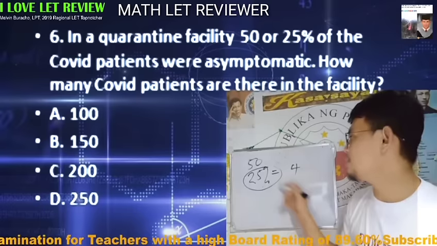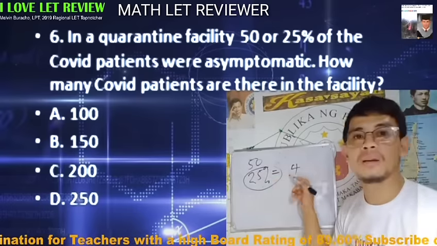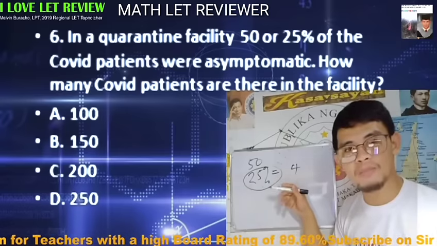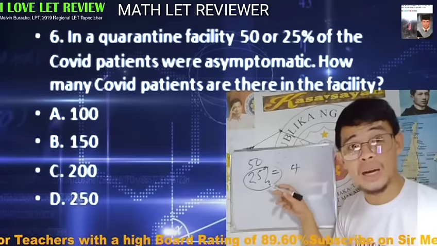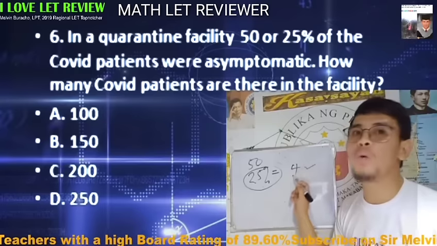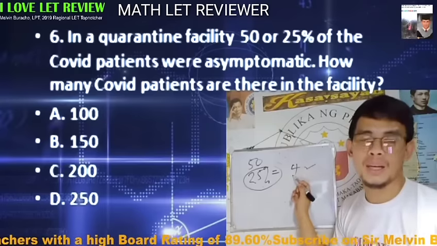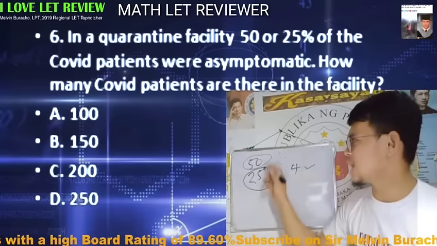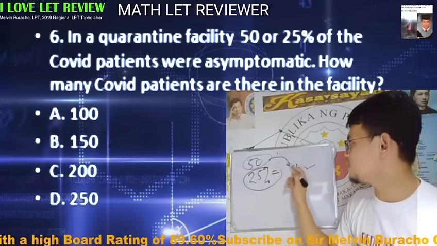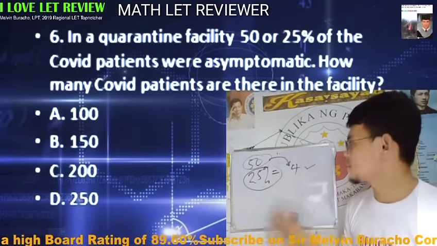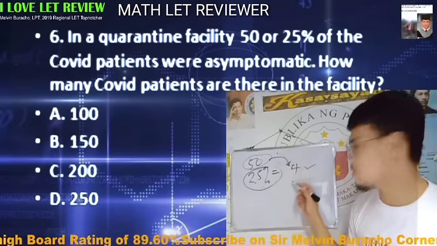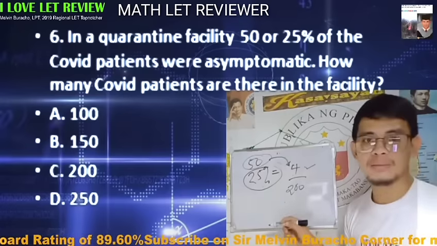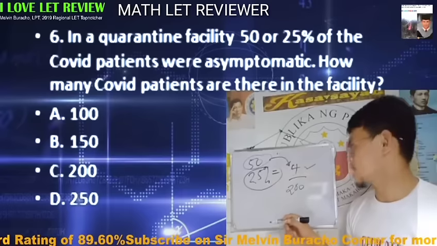Hindi! How many 25 are there in 100? 4. 25 plus 25, 50 plus 25, 75 plus 25. That is 100. Therefore, this is true. There are 4 25s in 100. Therefore, if the given is 50, you just have to multiply this one by 4. So, 50 multiplied by 4, that will yield 200. Am I correct? Yes. So, tama ba?